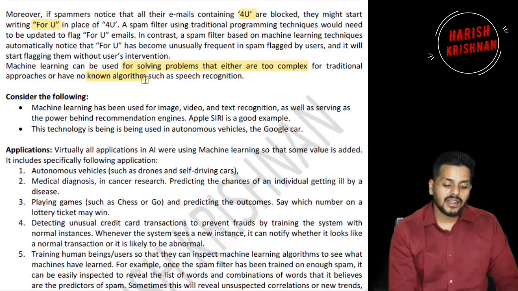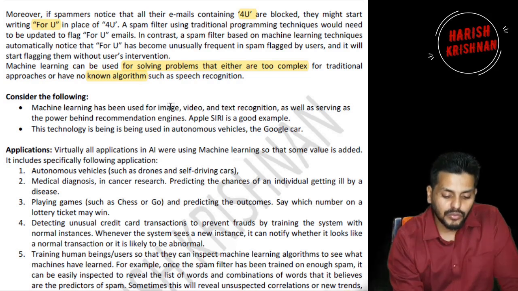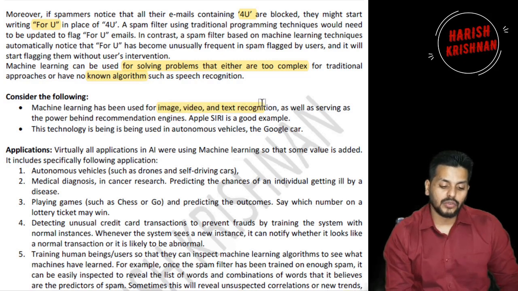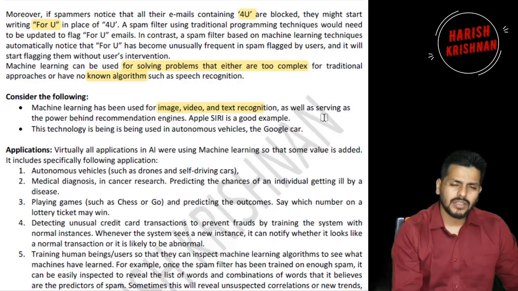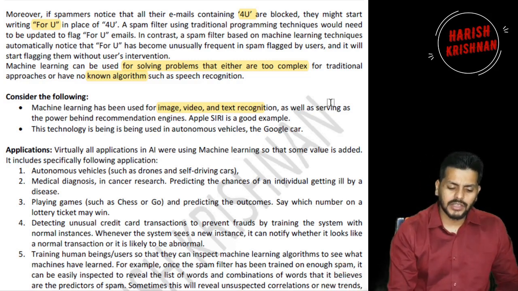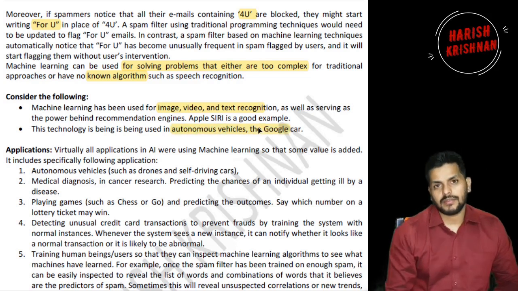And then consider the following two things. Machine learning has been used for image, video, and text recognition. You have Google Assistant, Siri, all these are good examples. They're also used in autonomous vehicles.